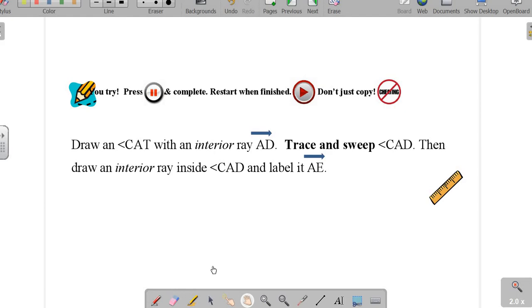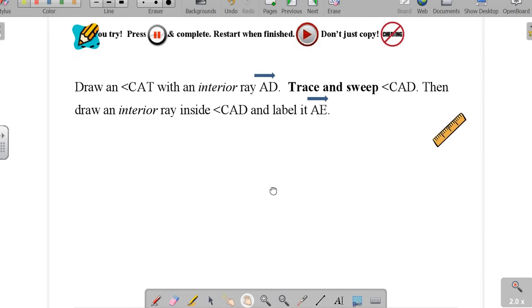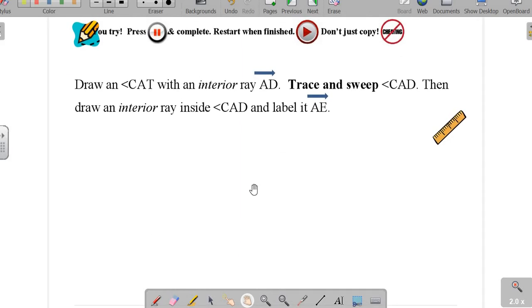This one says, learn to read stuff out loud. Draw an angle CAT with an interior ray AD. Trace and sweep CAD. Then draw an interior ray inside CAD and label it AE. I'd like you to try to draw this on your own, pause the video, and then restart.